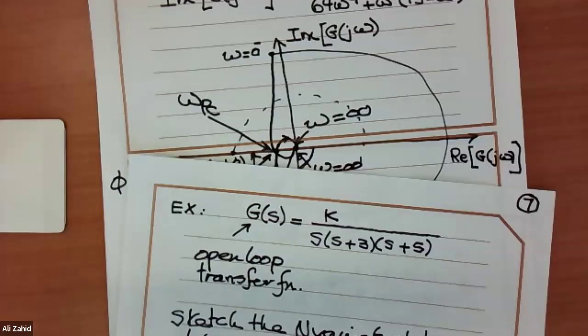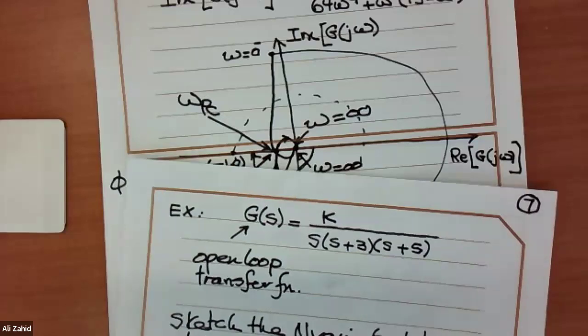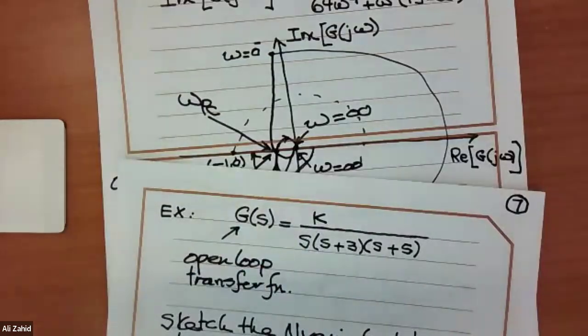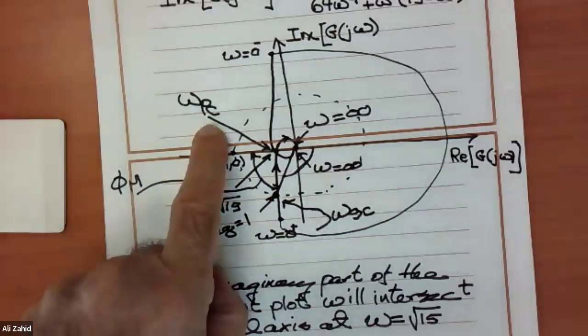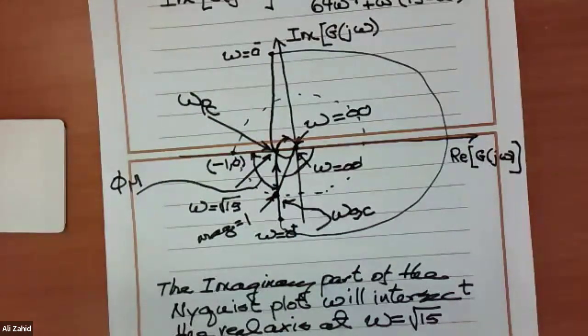Are you following me? Put the imaginary part equal to 0. What are you getting? Omega PC, the phase crossover omega. Are you following me?